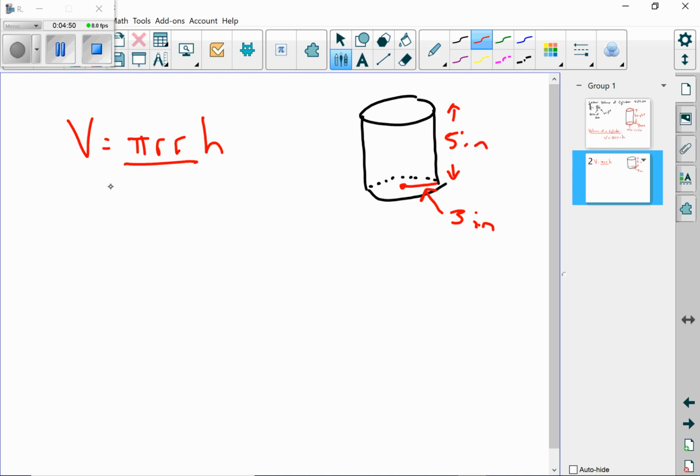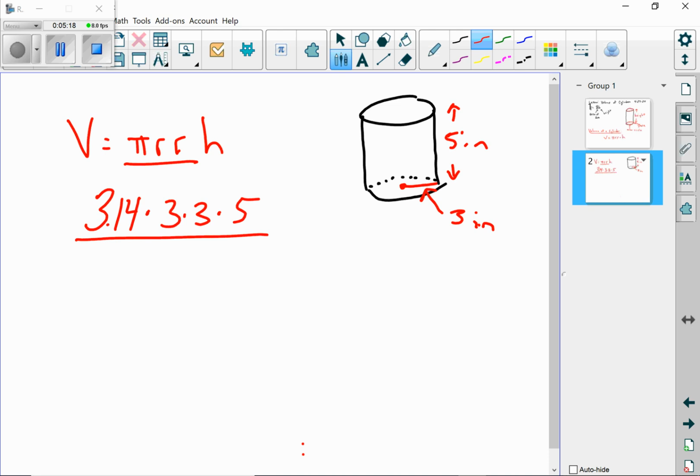So in our problem, remember, pi is going to be 3.14, not the pi button on the calculator, but 3.14. Radius is halfway across circles, so you have to ask yourself, did they give me the radius or did they give me the diameter? In this problem, they gave me the radius halfway across, which is perfect. That's what I want. So I'm going to use 3 times 3 times the height of the whole thing's 5, right? Once you write all this down, you grab your calculator.